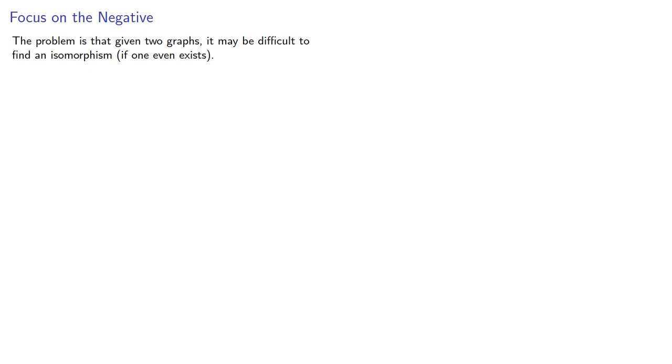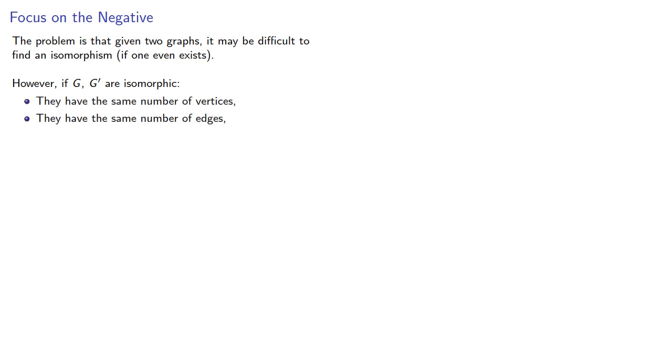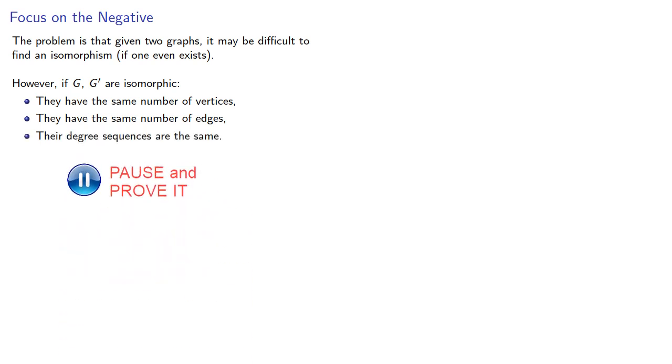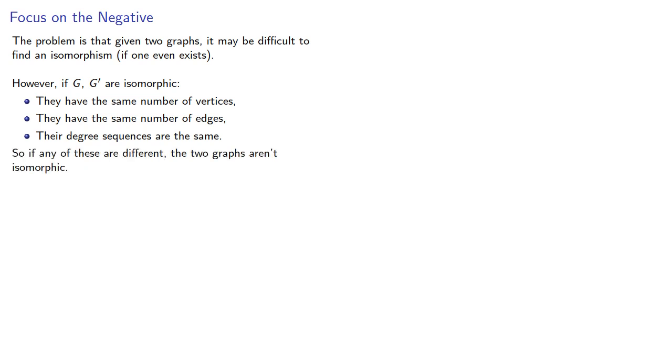The problem is that given two graphs, it may be difficult to find an isomorphism if one even exists. However, if two graphs are isomorphic, they must have the same number of vertices, the same number of edges, and the same degrees. So if we consider the contrapositive, if any of these are different, the two graphs aren't isomorphic.